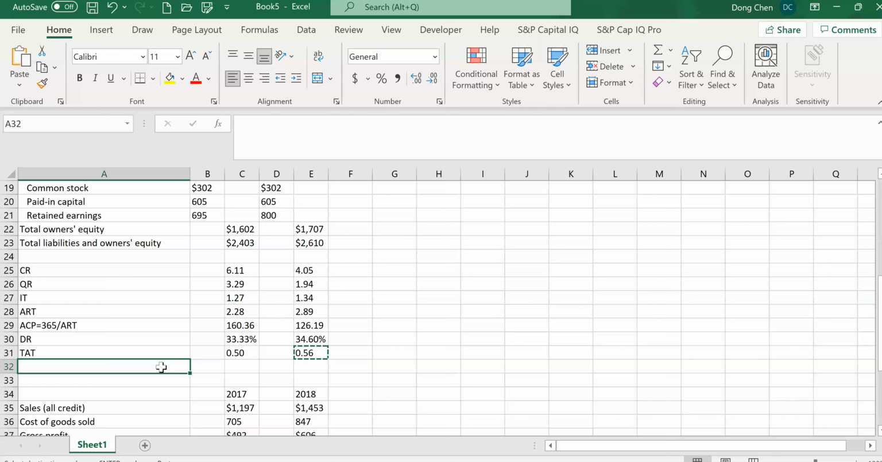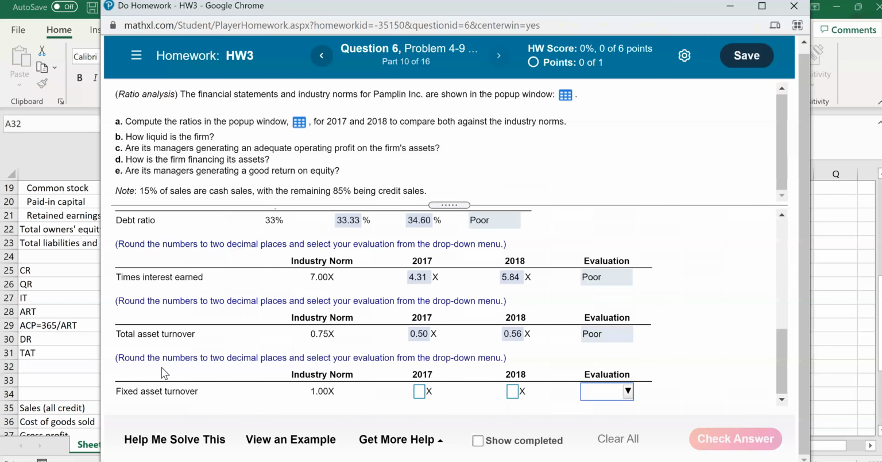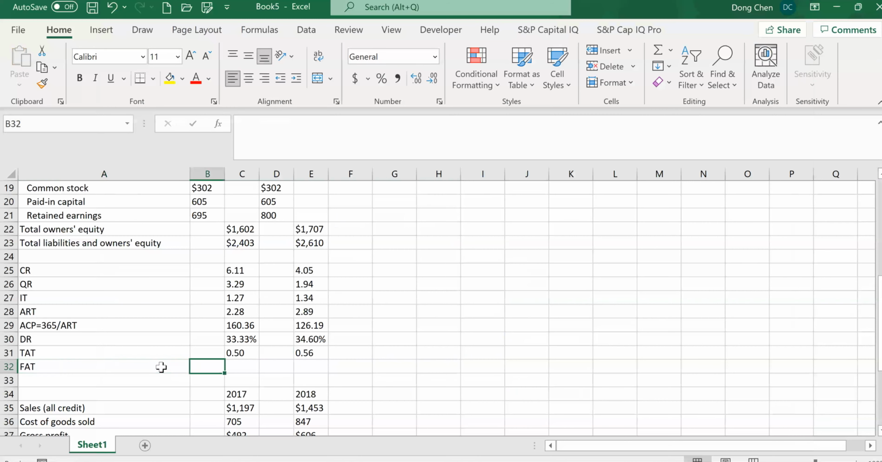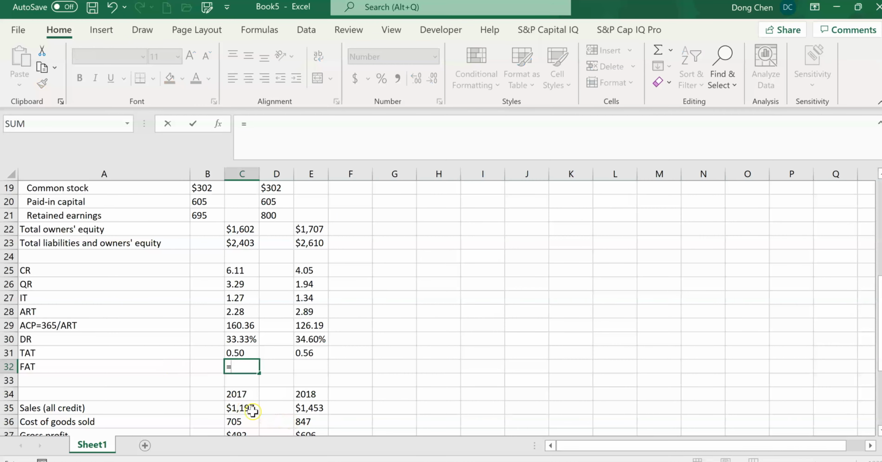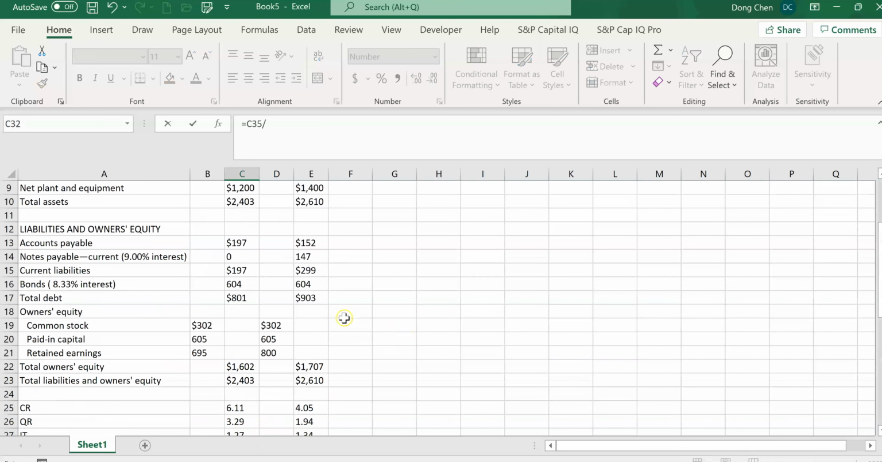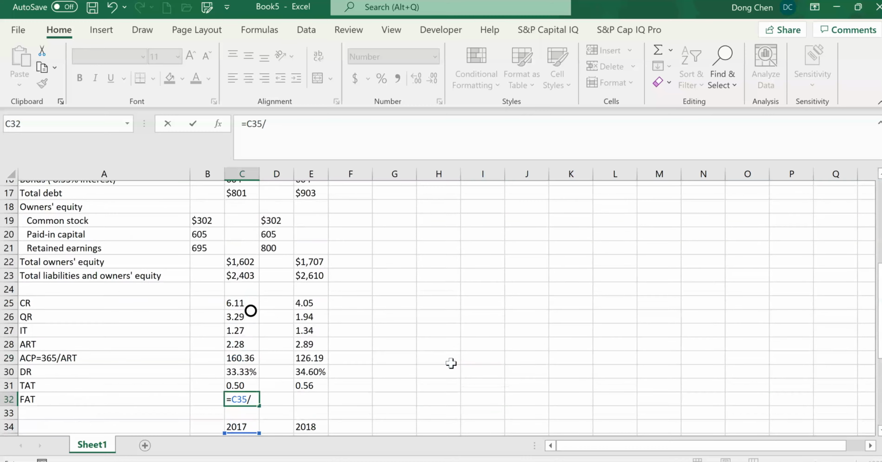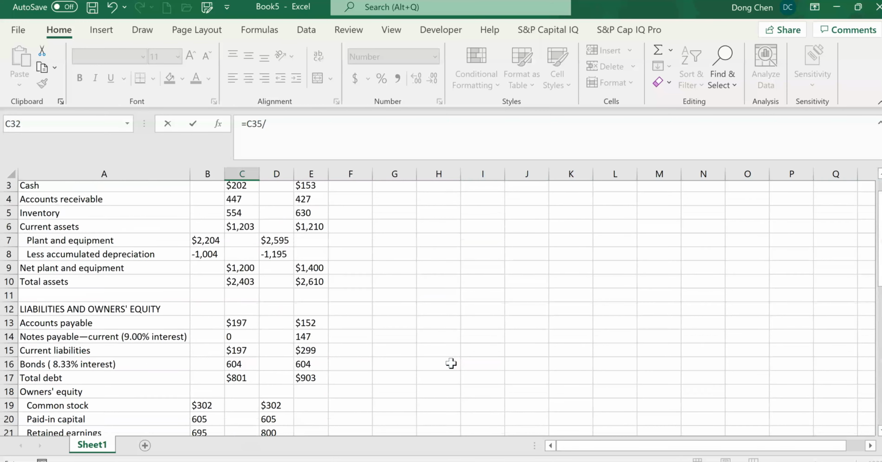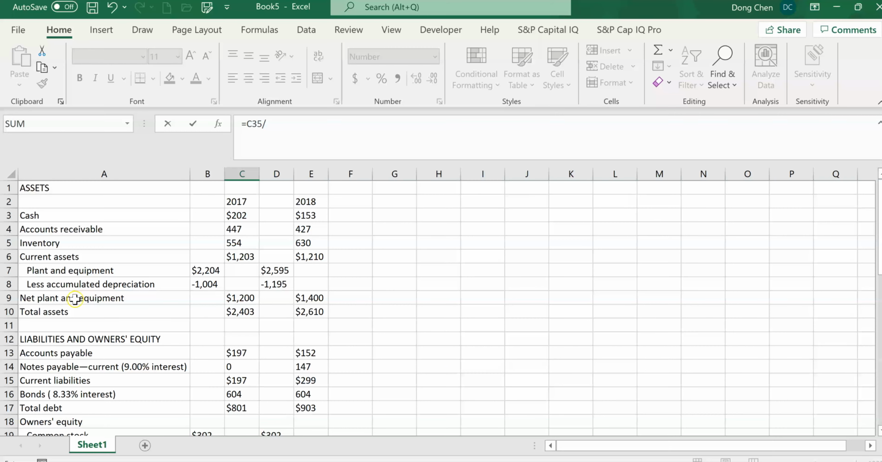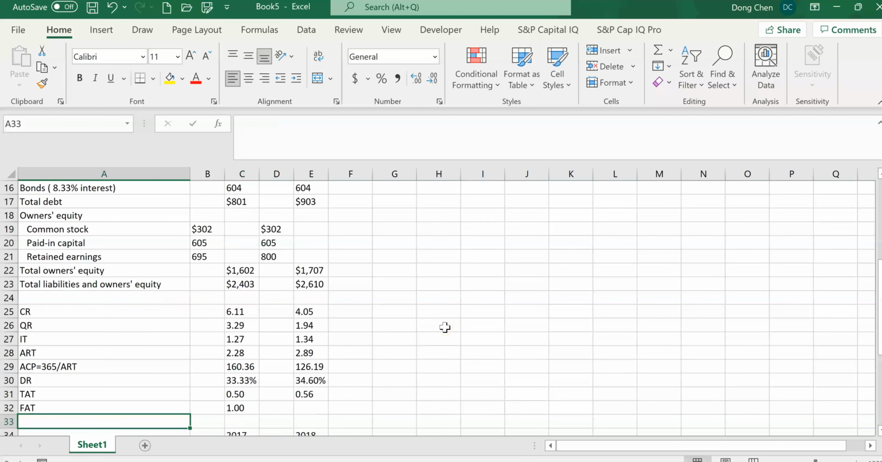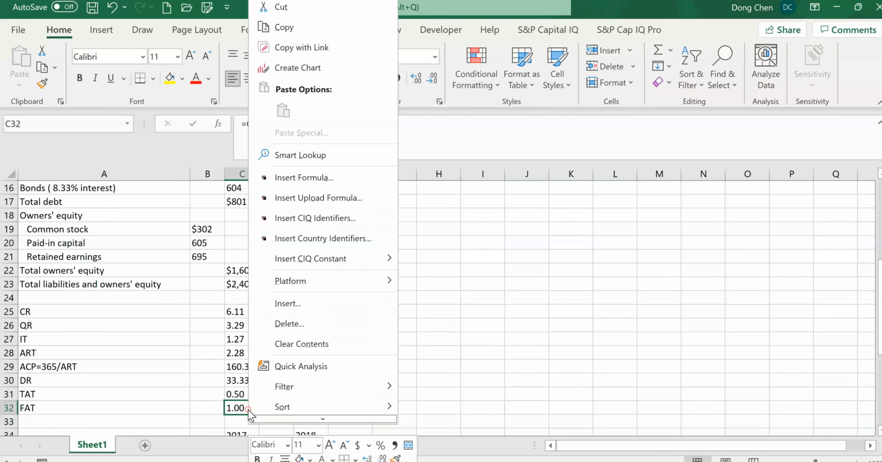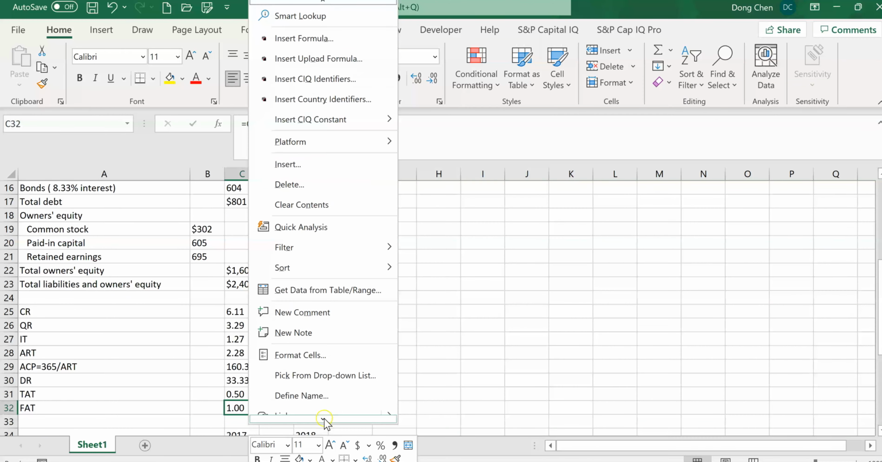It's called fixed asset turnover, right? The numerator is the same, but the denominator has changed, and we have to look for the information from the balance sheet. So it's the total fixed assets, here just the net plant and equipment. And then we have to make sure this follows the rounding requirement.